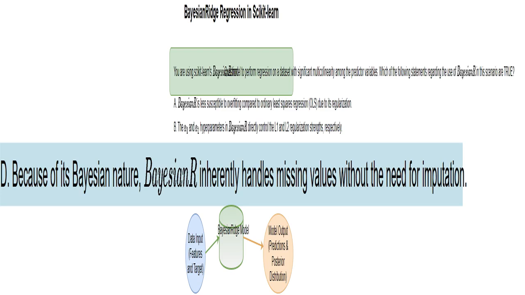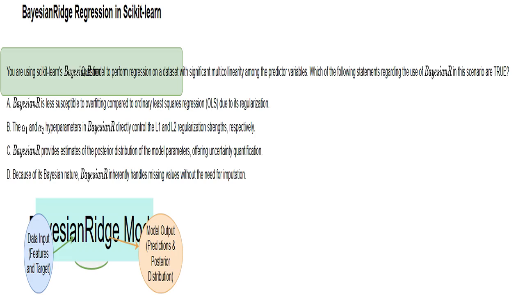Imputation involves filling in missing values. It is usually a necessary preprocessing step in many machine learning models. This section introduces the core machine learning model, BayesianRidge regression. I will be assessing its properties to answer the quiz questions.